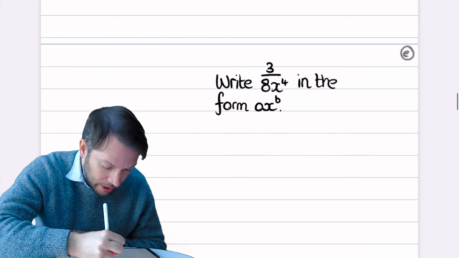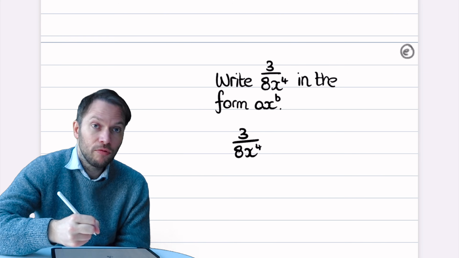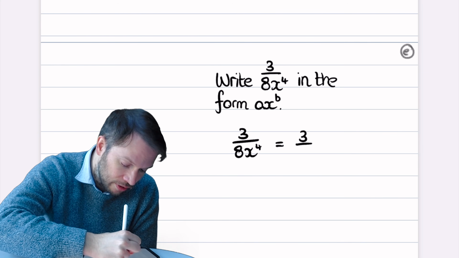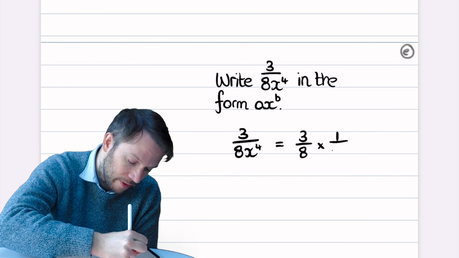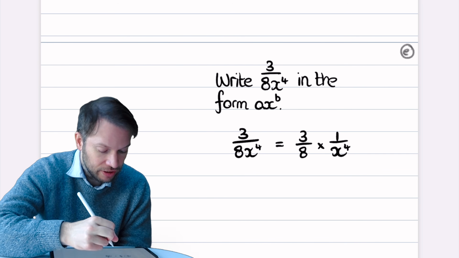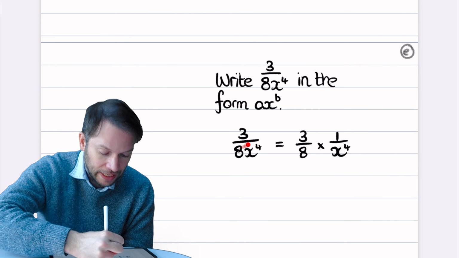We've got 3 over 8 x to the 4. Now we could rewrite this as 3 over 8, so just the numbers that are involved, multiplied by 1 over x to the 4, like this, yeah? Because if you were to multiply these fractions together, the 3 times the 1 is 3, and 8 times x to the 4 is 8x to the 4.